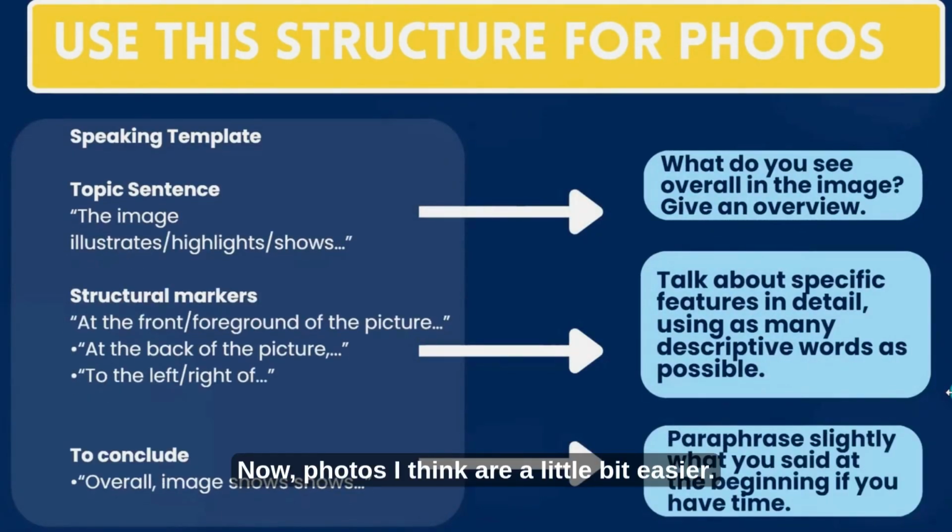Now, photos I think are a little bit easier. You've got more to play with in a way. Again, same as always, you start with an overview statement. What do you see in the picture? And then I think it's easier to talk about parts of the picture. Talk about the front, the back, to the left of the picture, to the right, but give as many details as possible. Use as many descriptive words as you can.